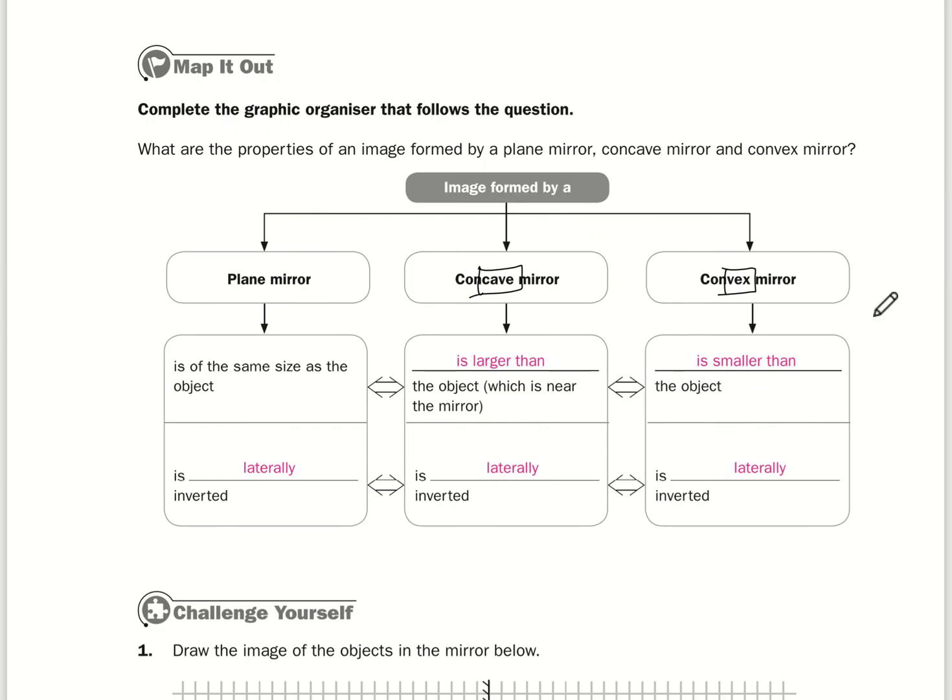Okay, so moving on. When it's a concave mirror, the image will be larger than the object. When it's a convex mirror, it is smaller than the object. For a concave mirror, normally we use it as a magnifying glass so that we can see things bigger. For a convex mirror, normally we use it to see a wider angle, for example, your blind spot mirror. So all of these images are laterally inverted.